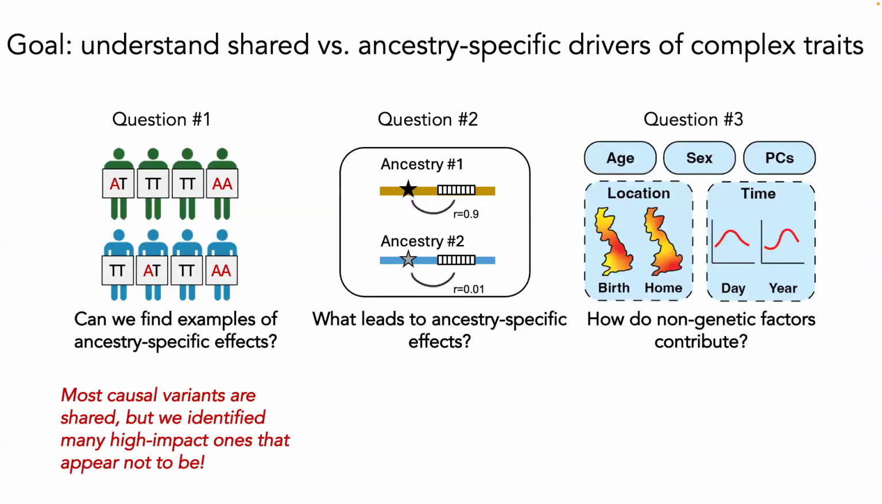Okay, so this is wrapping up the first question here: can we find examples of these ancestry-specific effects? The answer that we found, which is in line with what many other people have shown, is that the majority of effects seem like they're shared across populations. But there are actually really interesting examples that are not shared. In some cases, we have an explanation. It's just the allele frequency. In some cases, we don't actually know why a particular effect is showing up as ancestry specific.